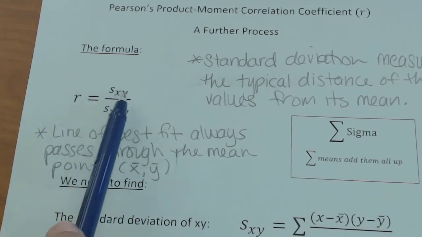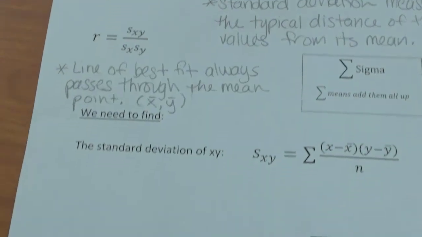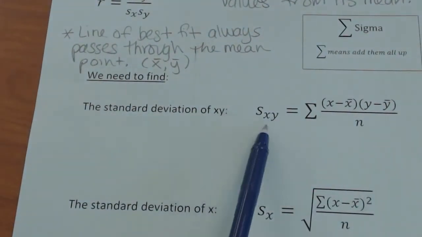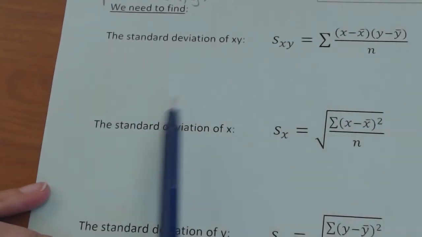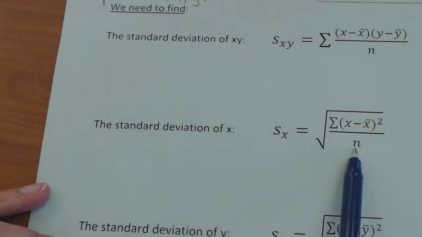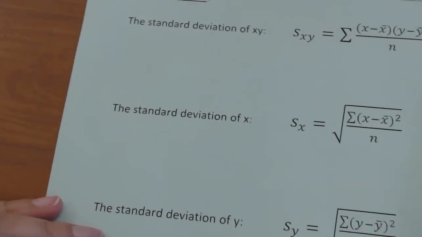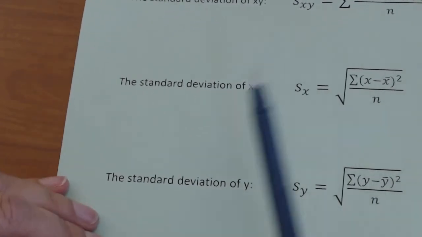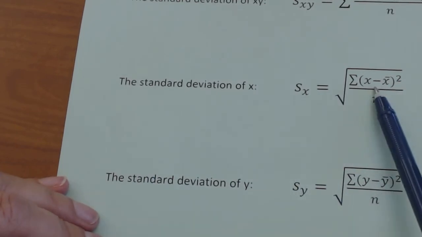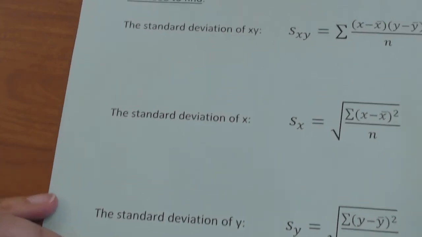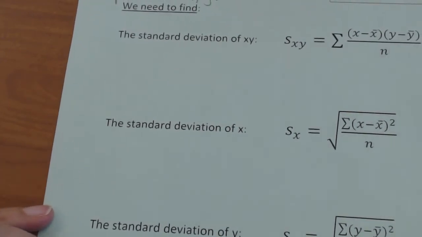So in order to run this formula, to put our numbers in, we need to find a couple things. So the first thing that we need to find is the standard deviation of x and y. Here's the formula for that. The second thing we need to find is the standard deviation of x. Here's that formula. And the third thing that we need to find is the standard deviation of y. There's that formula. Very similar. This deals with the x points. This deals with the y points. This one deals with the x and y.